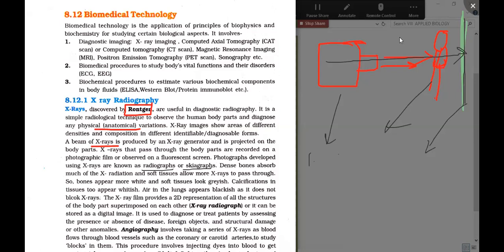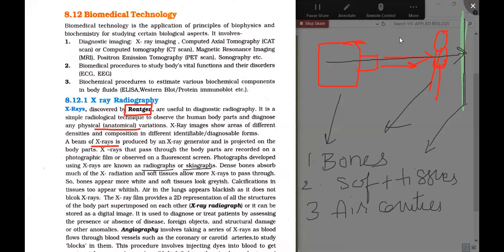Let's take 3 examples to understand them clearly. One is bone, another is the soft tissues of our body, and the third one is air cavities, like in the lungs. So in these 3 points, you have to remember that when you are doing this kind of X-ray and it is passing through the body part, just remember how they allow and how they appear.